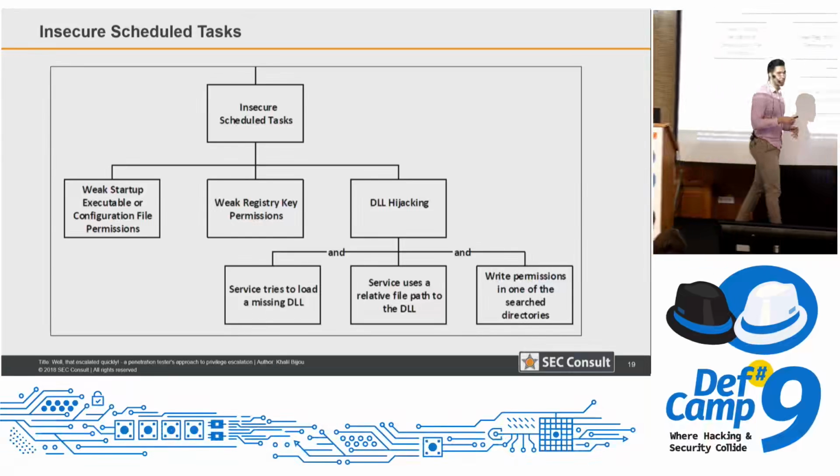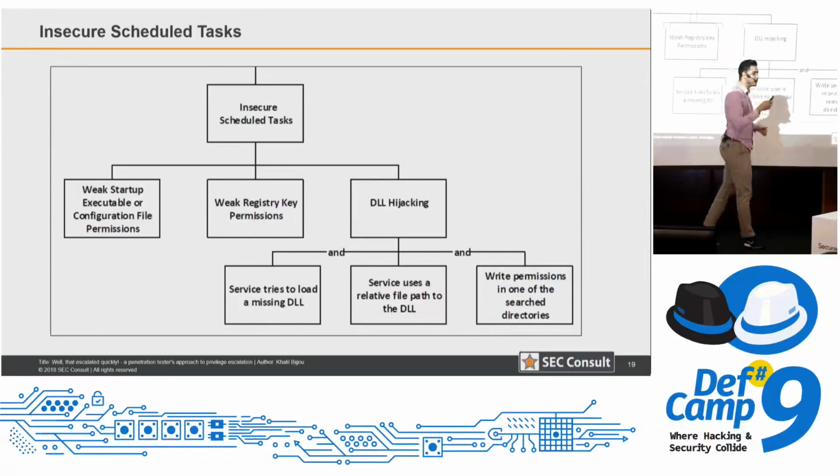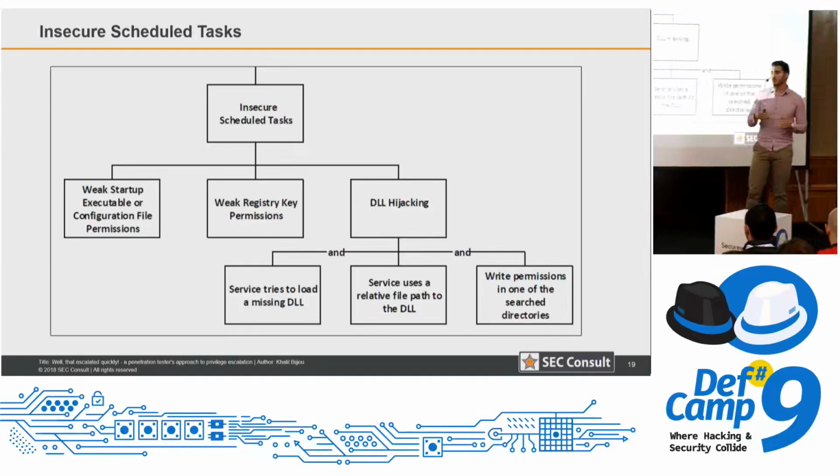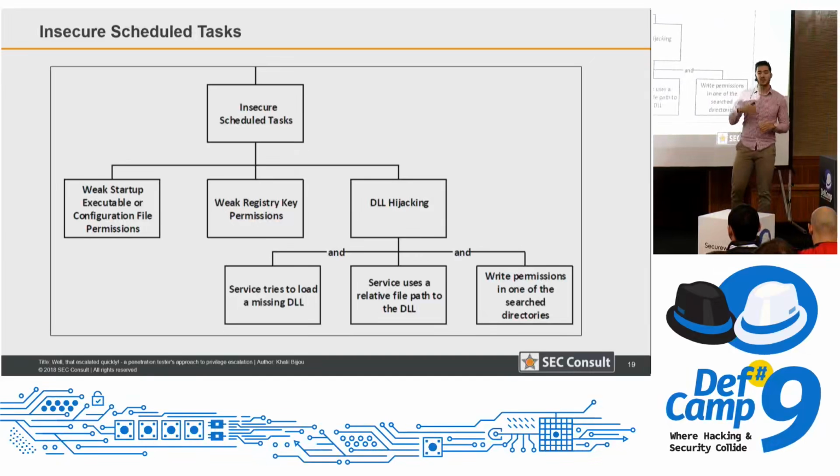For scheduled tasks, as we all know, they are executed at a certain time. Do we really have to wait until this time comes? No, we probably don't have to. What you could try is to just change the system time, if you have the privilege to do that. So you would change the system time to the time the scheduled task will be executed, and then it will be executed immediately.